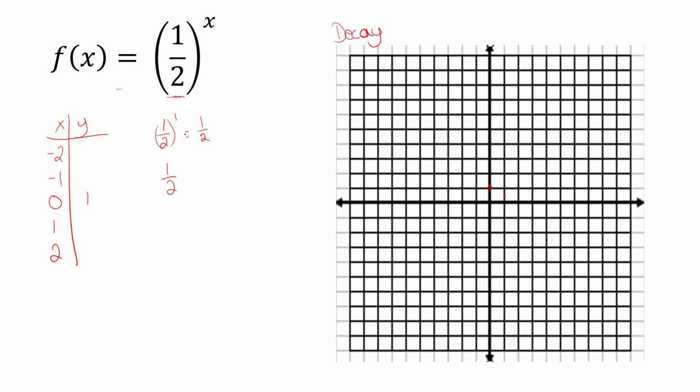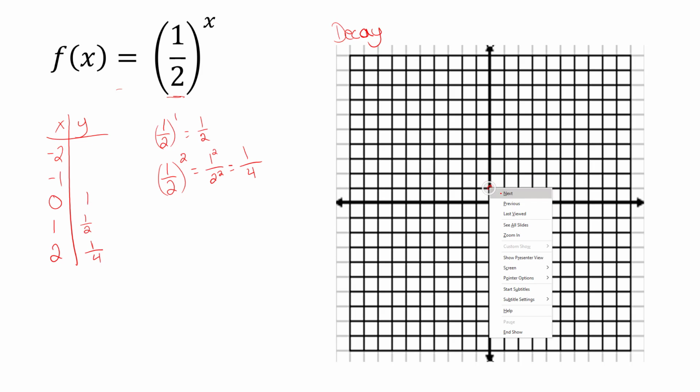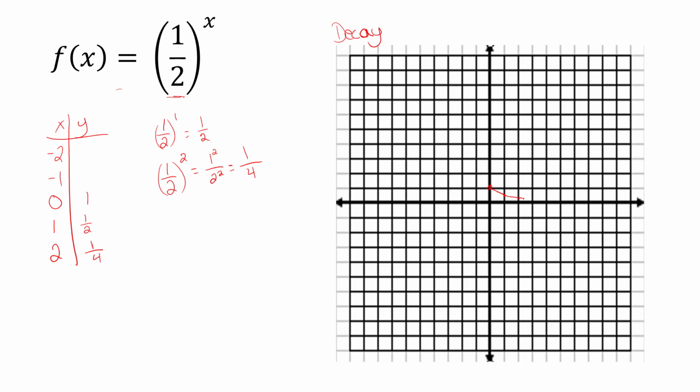So let's keep going. Let's plug in a 2 for x. 1/2 to the second power is the same thing as saying 1 to the second power over 2 to the second power, where 1 to the second power is 1, and 2 to the second power is 4. So we can go over 2, up 1/4. And we're starting to see, hey, I've got a pattern where these values are getting smaller and smaller, but never crossing the x-axis, always staying just barely above it.